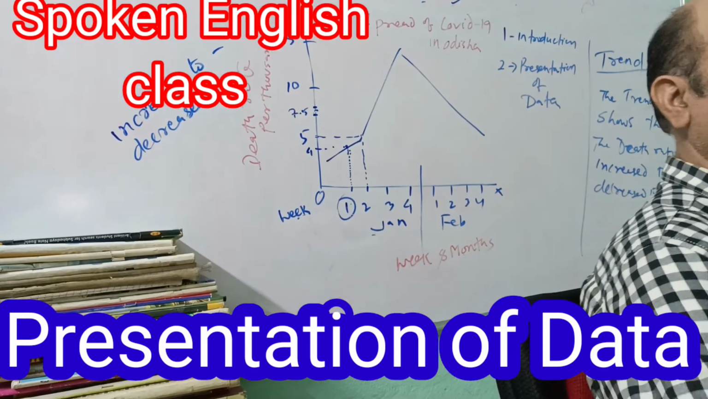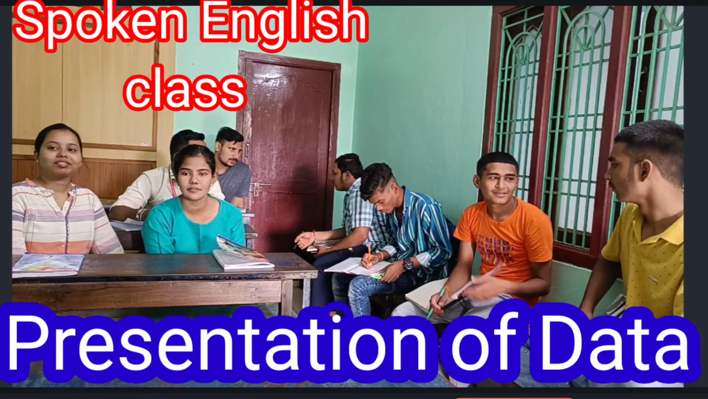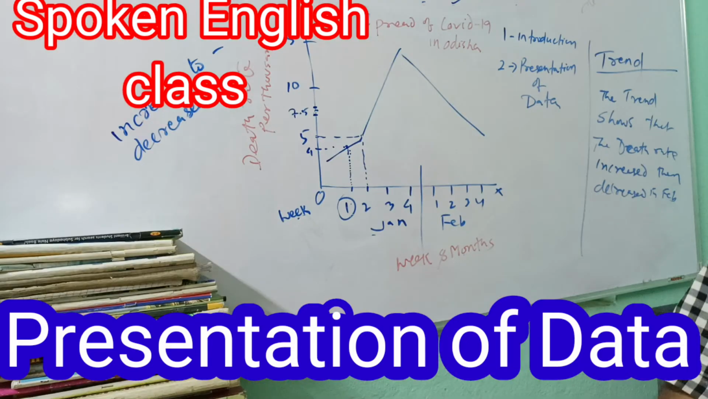Good morning to all. Attention please. Look at the table. Look at the graph. From this given graph, there is OX and OY. OX shows the weeks and months, and OY shows the death rate per thousand. Spread of COVID-19 in Odisha in the year 2022.